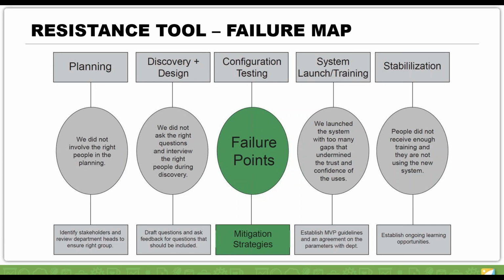So in this example, you can see during planning, what is the worst thing that could happen at the planning point of a project is that, in this example, we left someone out. We did not involve the right people. How do you mitigate that and make sure it doesn't happen? How do you address it? You identify your stakeholders and get your department heads to make sure the right people are in the room for the conversation.